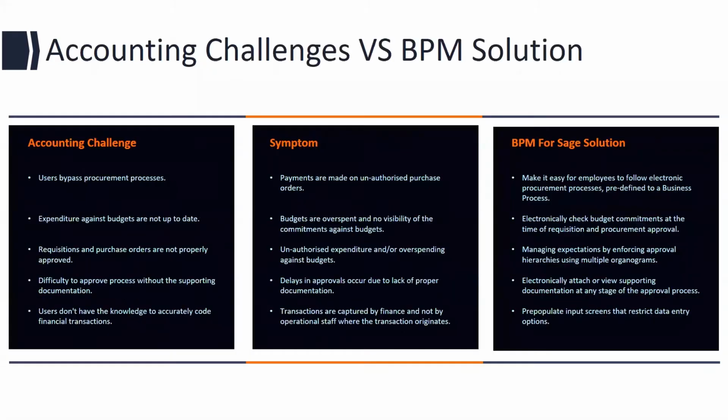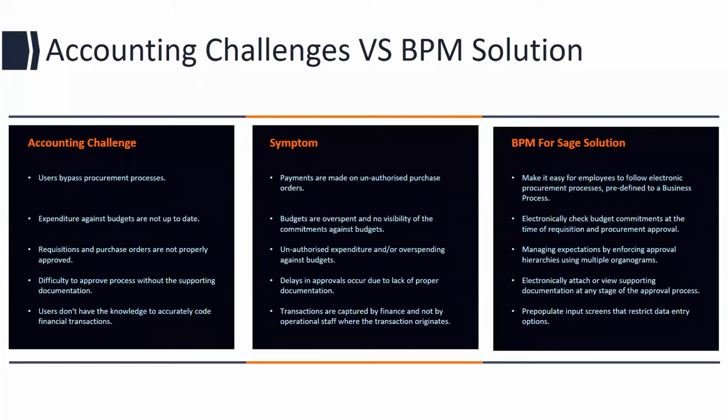So part of BPM is we did a little exercise where we went through certain accounting challenges, what the symptoms are, and how BPM for Sage could help with the solution. One accounting challenge is where users bypass procurement processes. The symptom would be payments made on unauthorized purchase orders. This is where BPM comes in. BPM makes it easy for employees to follow electronic procurement processes, predefined to a business process.